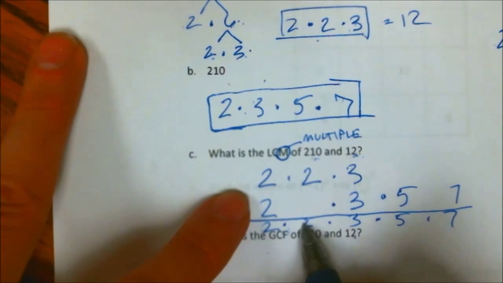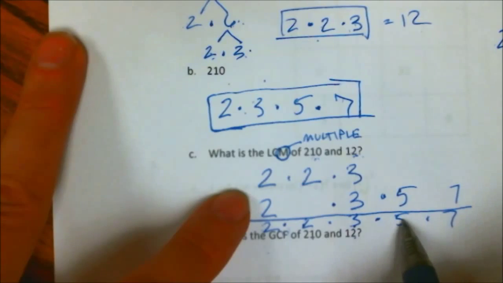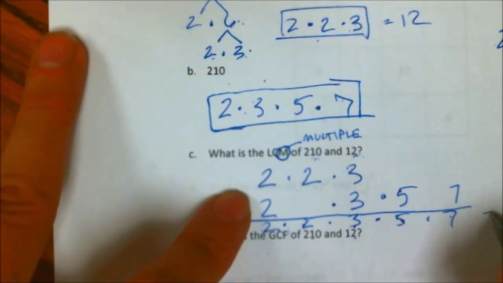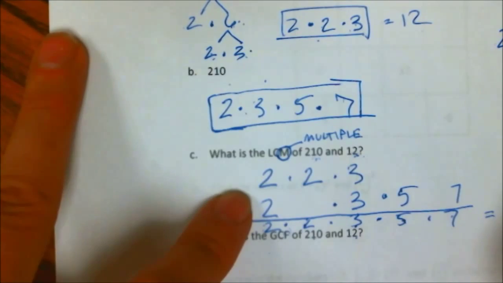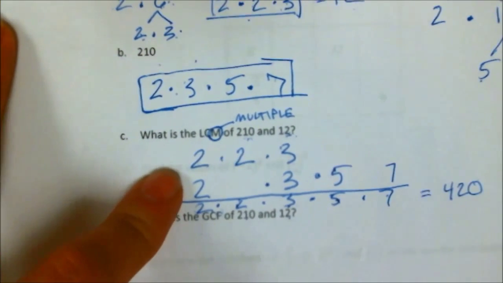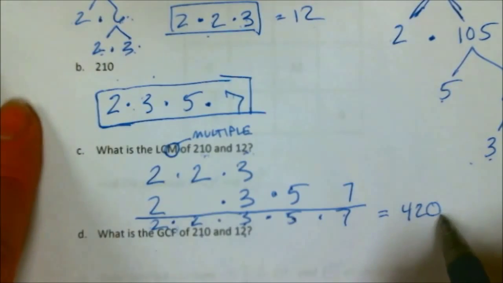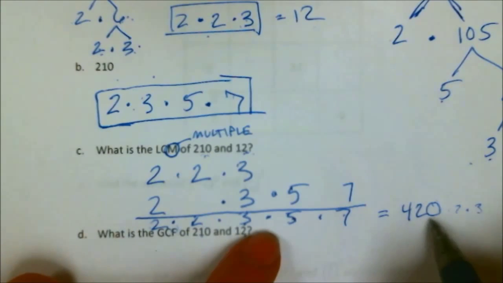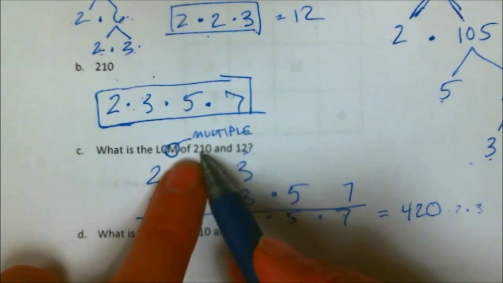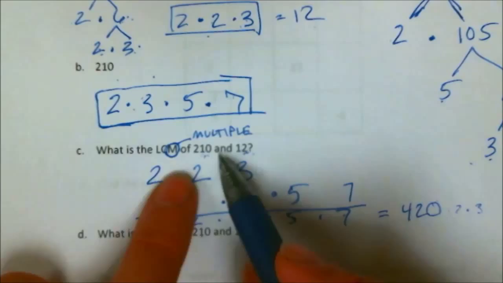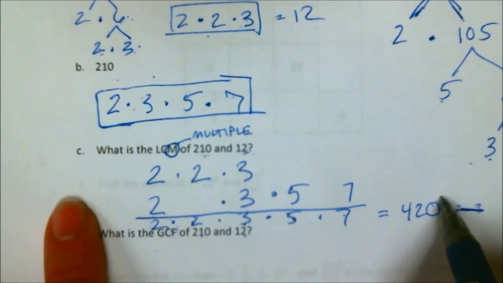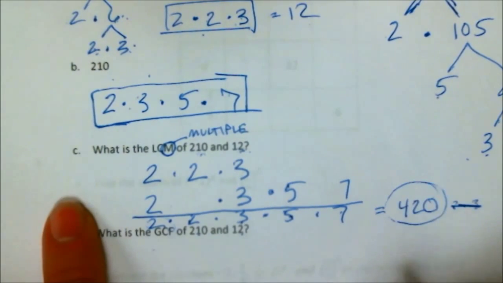2 times 2 is 4. Times 3 is 12. Times 5 is 60. Those of you who don't have your multiplication tables down, you better get them down. 60 times 7 is, 6 times 7 is 42. So 60 times 7 is 420. That is my least common multiple. Now, if I was to put this duplicate 2, if I put another 2 there and another 3 there, that would take me back to simply 12 times 210. It is a multiple, but it's not the smallest one. So what we've effectively done by stacking these like this is we've eliminated these, which gives me the smallest number possible that's still a multiple of 210 and 12.